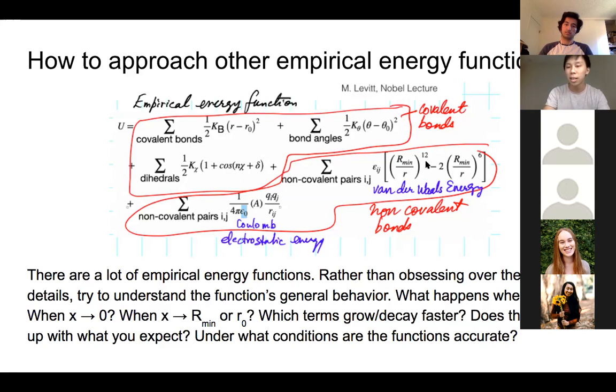And you can see the different decay rates, for example, for your van der Waals energy. Okay, this is a 12, this is a 6. Why is it like this? Does this make sense? So you just look at these things, and I think the empirical energy functions will make a lot more sense. But that's all I had to share.